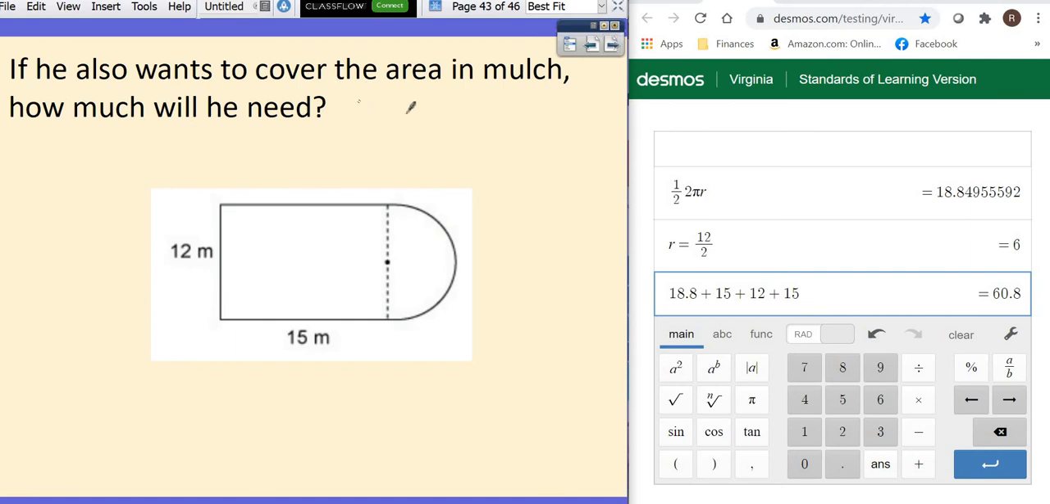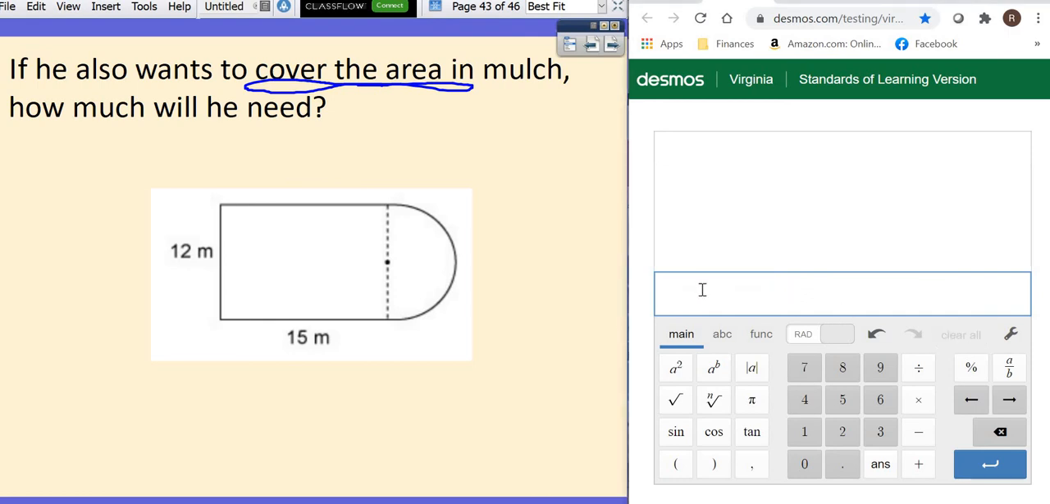All right, if he also wants to cover the area with mulch, if you're covering, that means you're finding the area. We're going to have to find the area of these two things. First of all, I'm going to type in my calculator: I need to find the area of the rectangle. Then I'm going to add the area of a semicircle. And I typed that there just so I would remember what I needed to do.